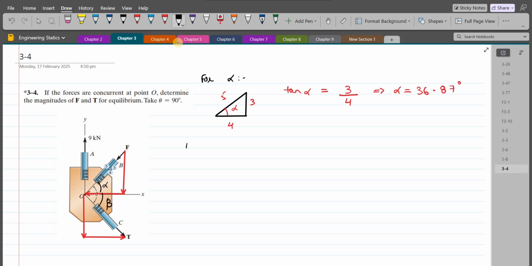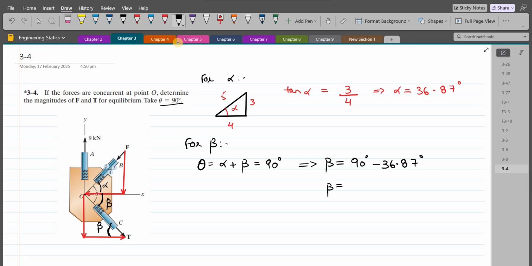And now we have to find the angle beta. And why do we have to find the angle beta? Because if this angle is beta, it means that angle is also beta, because they are alternate angles, so they are the same. So we know that theta is equal to alpha plus beta, and theta is 90 degrees. So angle beta comes out to be 90 degrees minus the angle alpha, which is 36.87 degrees. So angle beta is 53.13 degrees.